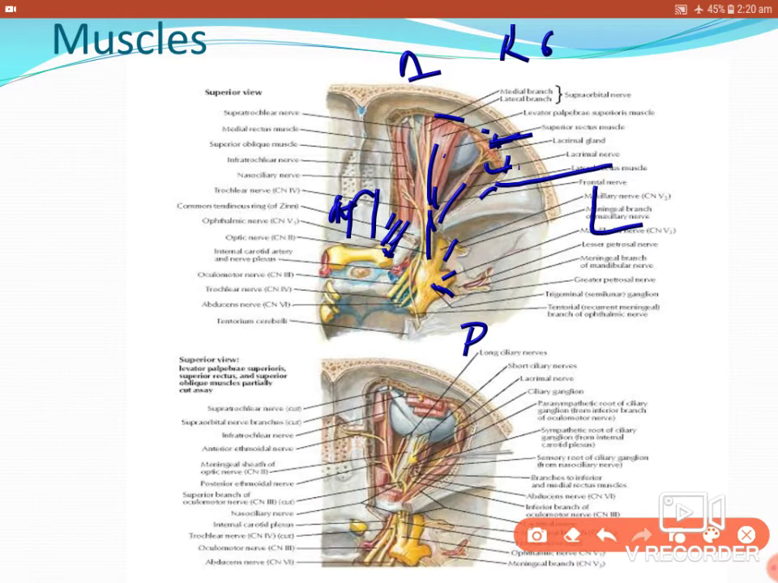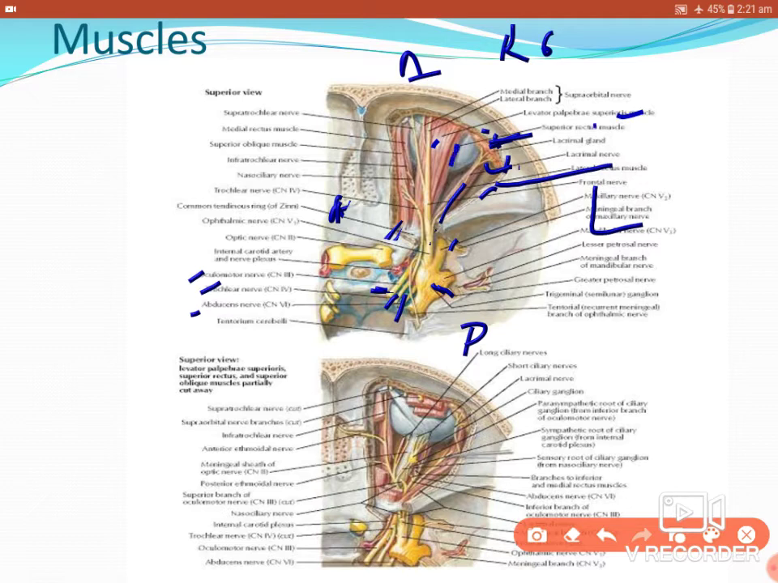Then posteromedially you can see the oculomotor, the trochlear and the abducent nerves. These are the cranial nerves. Then superiorly in the middle you can see this muscle, the levator palpebrae superioris.